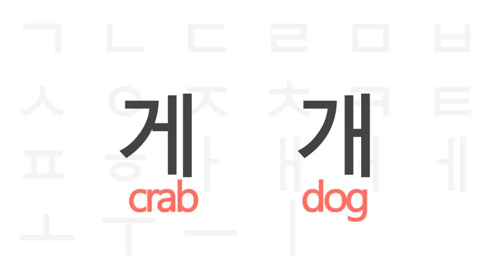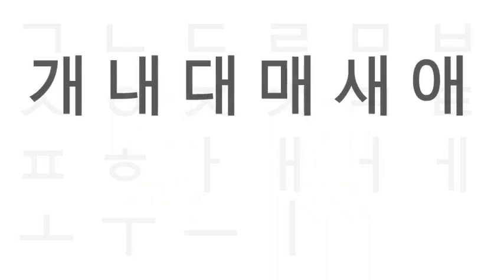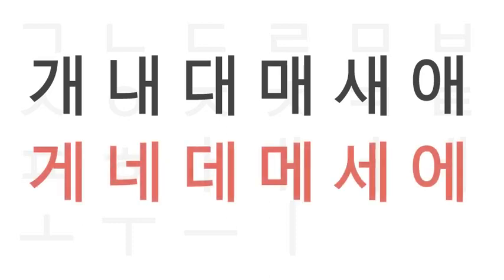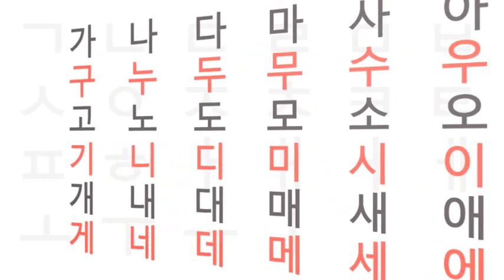So for example, if you say 개 or 개, most Korean people, including myself, won't know whether you're referring to a crab or a dog. And in fact, most Korean people won't even bother to distinguish the sounds. They will just ask you which meaning you're referring to. Alright, so now you know that 개, 네, 대, 매, 세, and 에 have the same sounds as 개, 네, 대, 매, 세, 에. And you can read all of these combinations now.